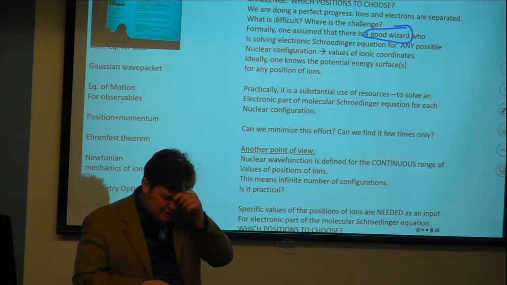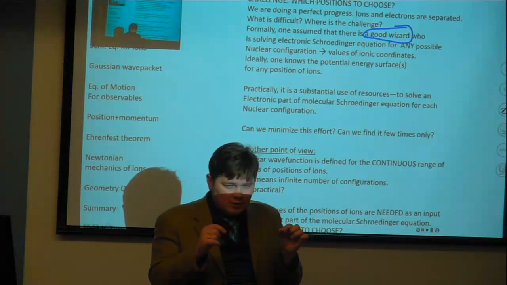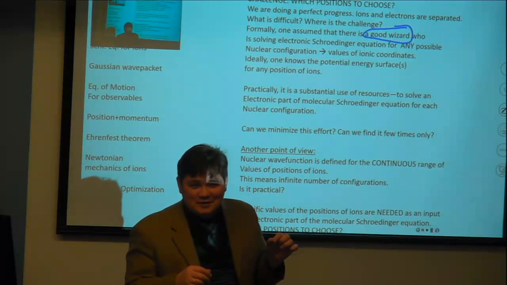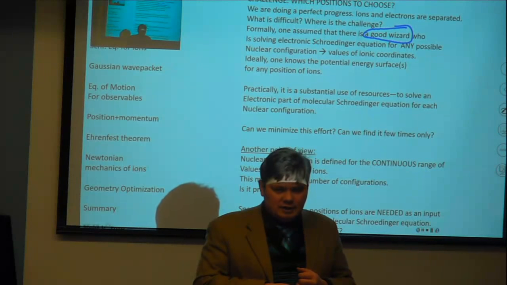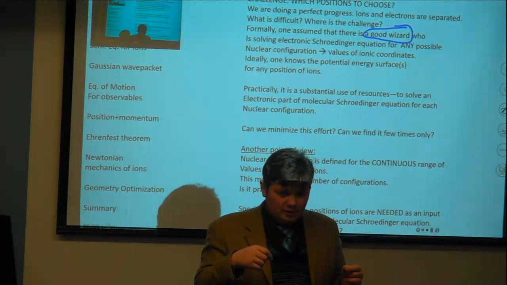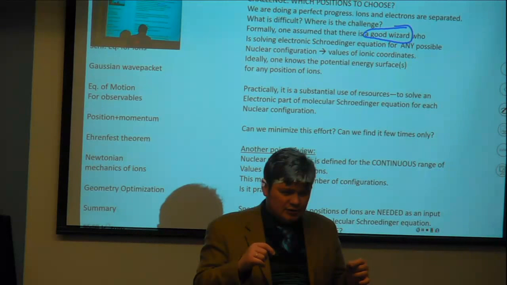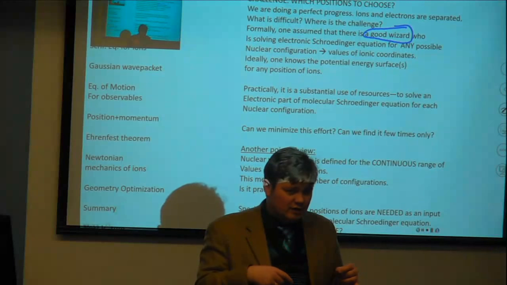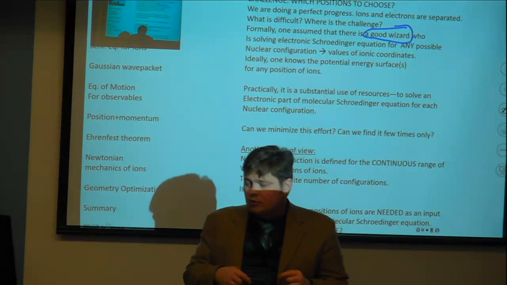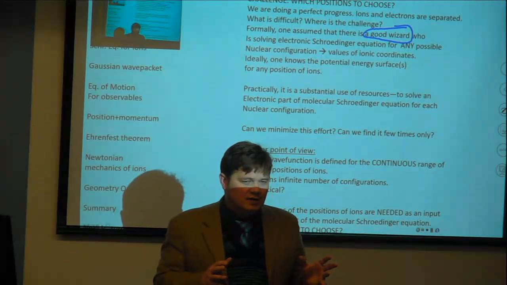But we are assuming that for each configuration, for each interatomic distance, by some reason, through the good wizard or through some algorithm, we do have total energy and we have gradient of total energy. We have force acting on each ion. And we can, at least for one infinitesimal time step, go forward and see how the positions of ions want to change to follow this gradient. Right now, we are not discussing where this force is coming from, how this potential is calculated.